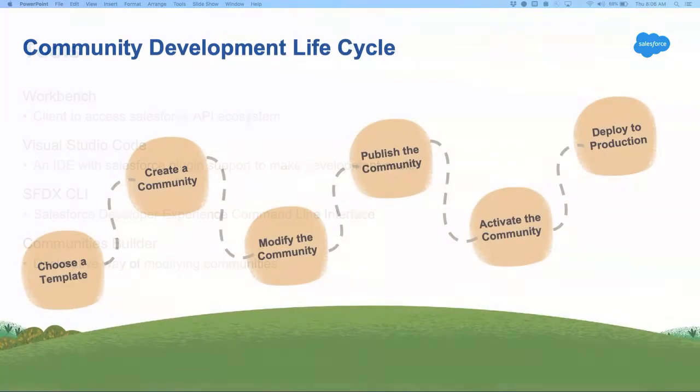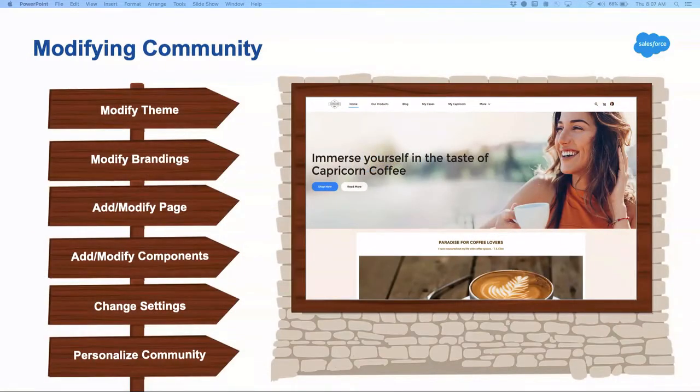So in today's demo, we'll be talking about a fictitious company called Capricorn Cafe, which would like to build a community for their tea and coffee lovers. Right? So if I want to build a community for them, I'll start with choosing a template, which could be either a standard or a custom template, and using that I can create a community. Once the community is created, I would like to modify my community according to my need. So what will I do to modify the community? I'll change the themes and branding of the community.